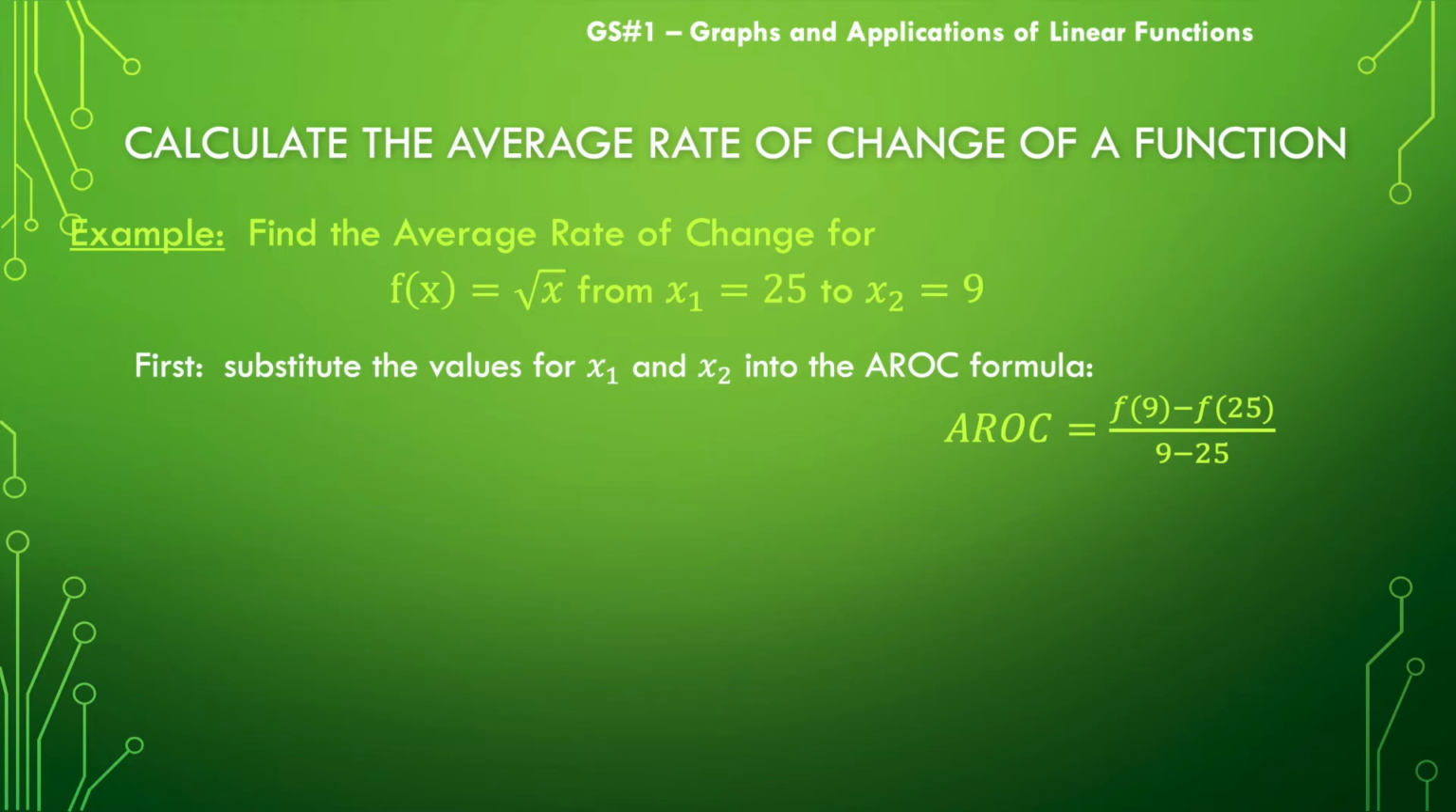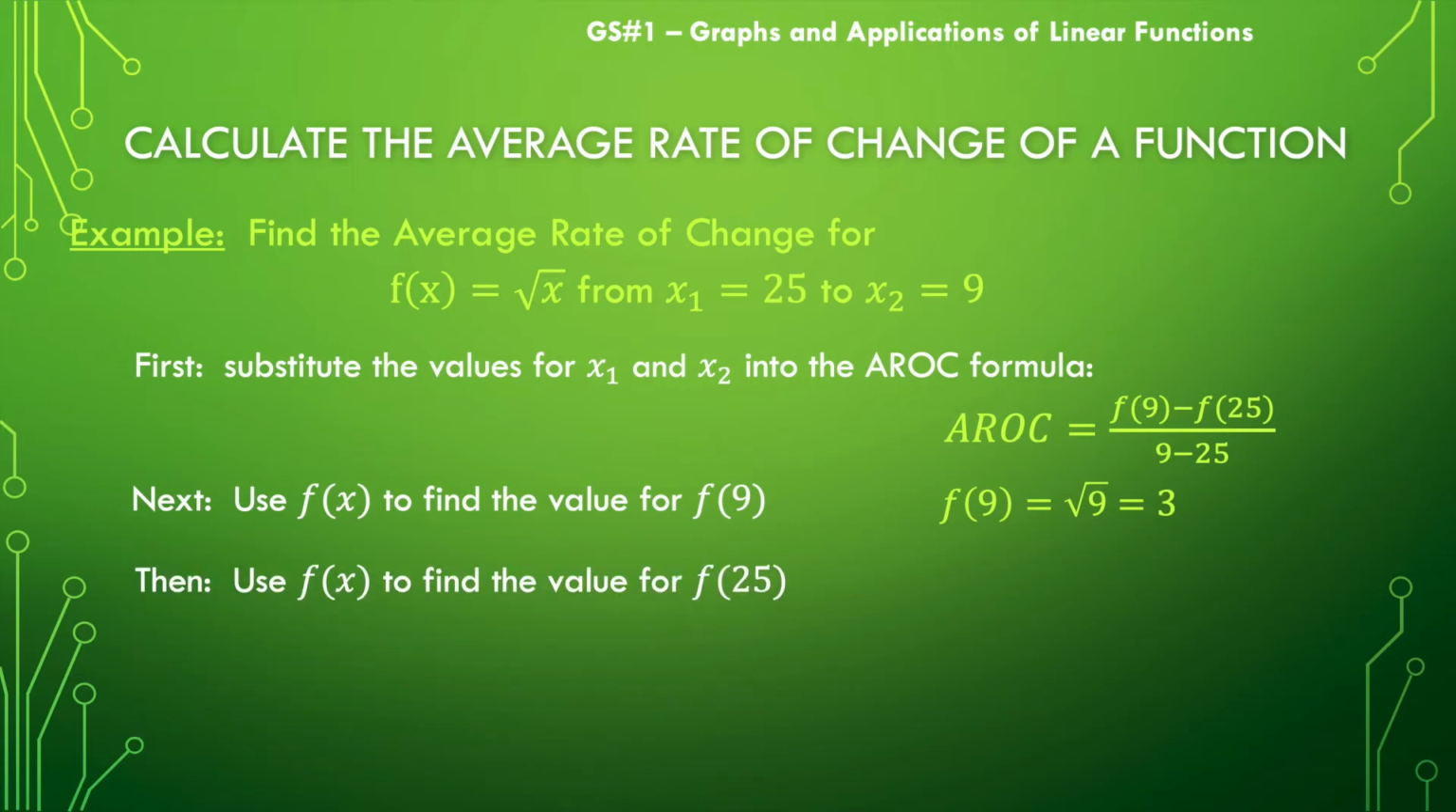Now, here's where I need to find f of 9 and f of 25. Let's find f of 9 first. Let's sub in 9 to our function. So f of 9 will be the square root of 9, which is 3. So f of 9 is 3. And f of 25 we'll find by taking the square root of 25, which is 5.